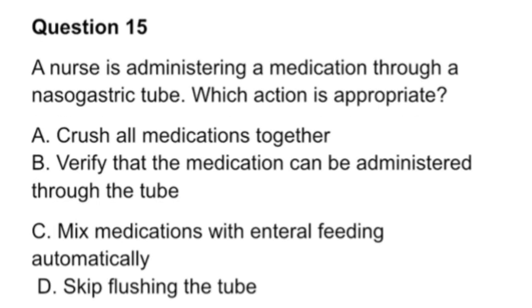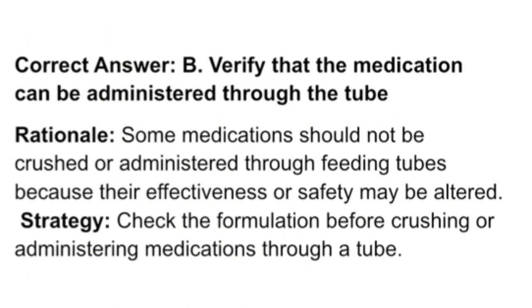Question 15. A nurse is administering a medication through a nasogastric tube. Which action is appropriate? A. Crush all medications together. B. Verify that the medication can be administered through the tube. C. Mix medications with enteral feeding automatically. D. Skip flushing the tube. Correct answer, B. Verify that the medication can be administered through the tube.